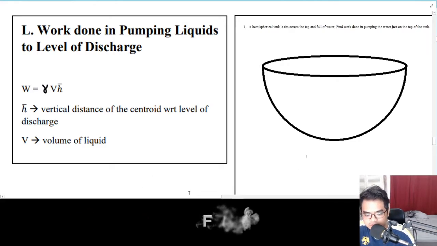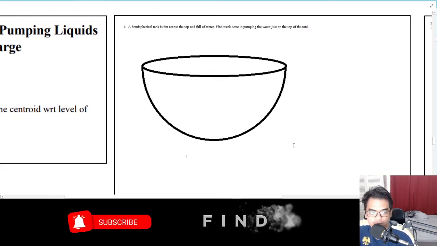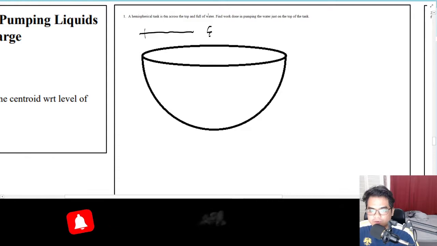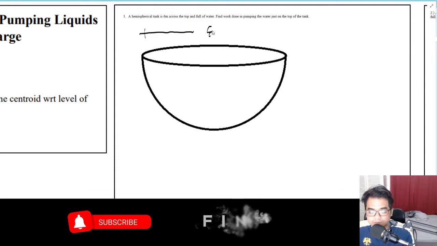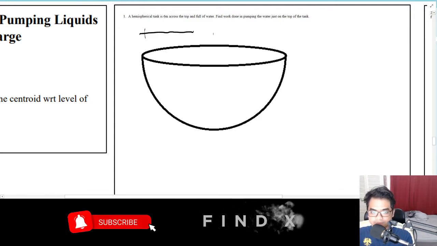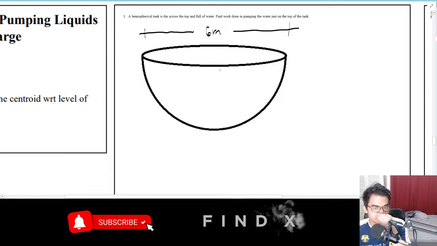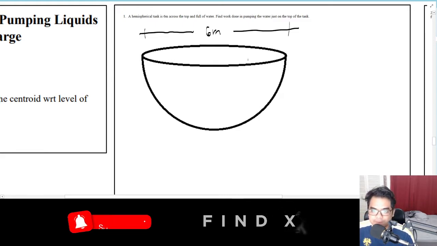So let's try this one out. For number one, we have a hemispherical tank that is 6 meters across the top and full of water. Find the work done in pumping the water just on the top of the tank.